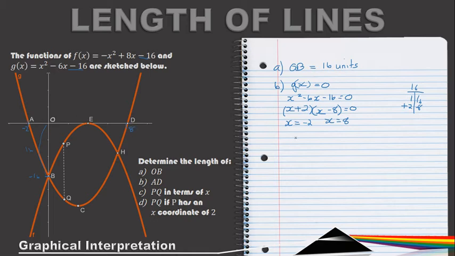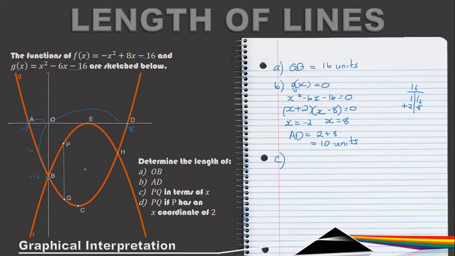Now my length of AD is this 2 units plus these 8 units. So it's 2 plus 8, which is 10 units. And then for C, PQ in terms of x.